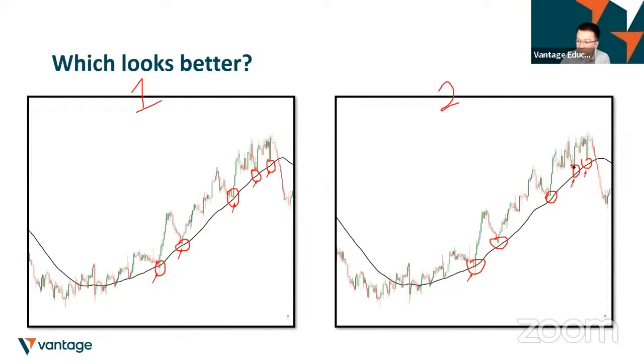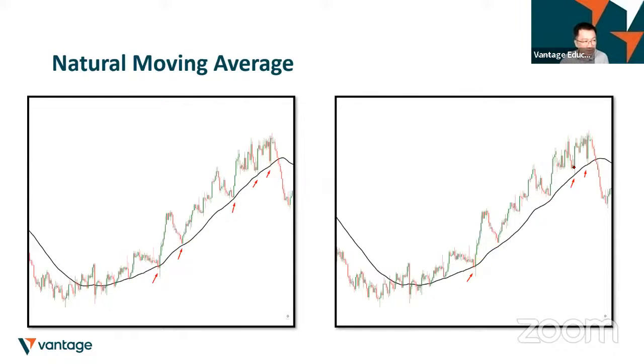All right, I see some answers there, so good stuff. A lot of you are giving mixed answers between chart number one and two. What I would say is that everyone knows the simple moving average, and everyone knows the exponential moving average. What I want you to consider in this case is the natural moving average.